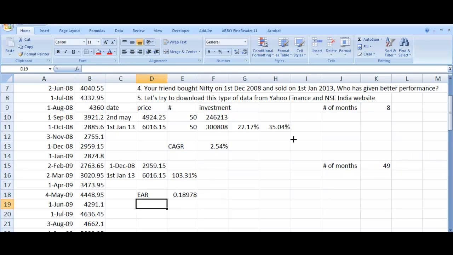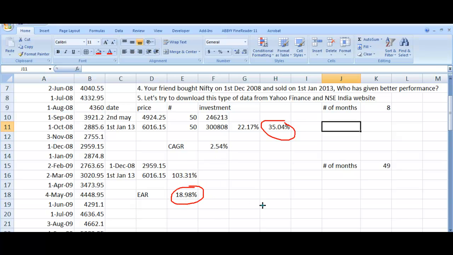So I can use the format painter and I can say that the effective annual return is 18.98%. So your friend has also given a good return, but he has not given a better return than you. You have generated 35% return. You have given this return. Your friend has given this return on an annual basis.